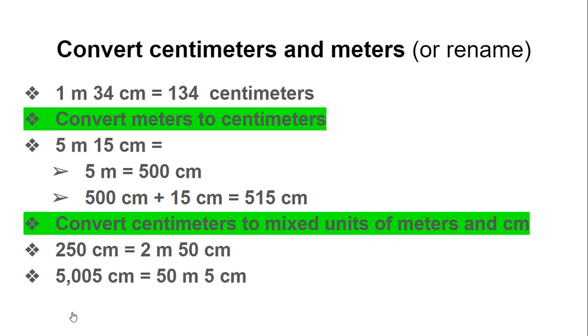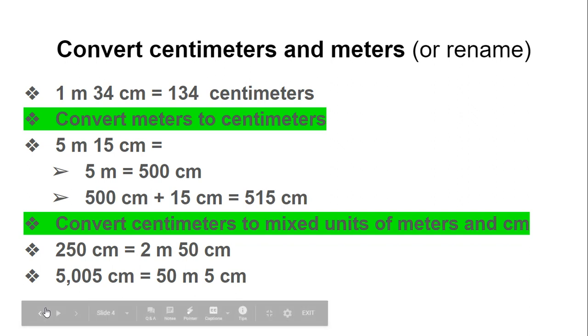Converting centimeters to mixed units of meters and centimeters, if I start with 250 centimeters, that's going to equal 2 meters, 50 centimeters. If I have 5,005 centimeters, that's going to equal 50 meters, 5 centimeters.